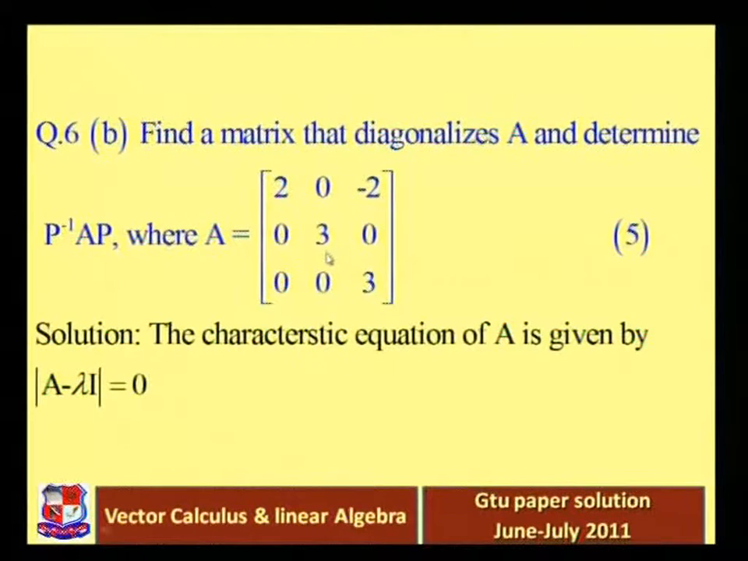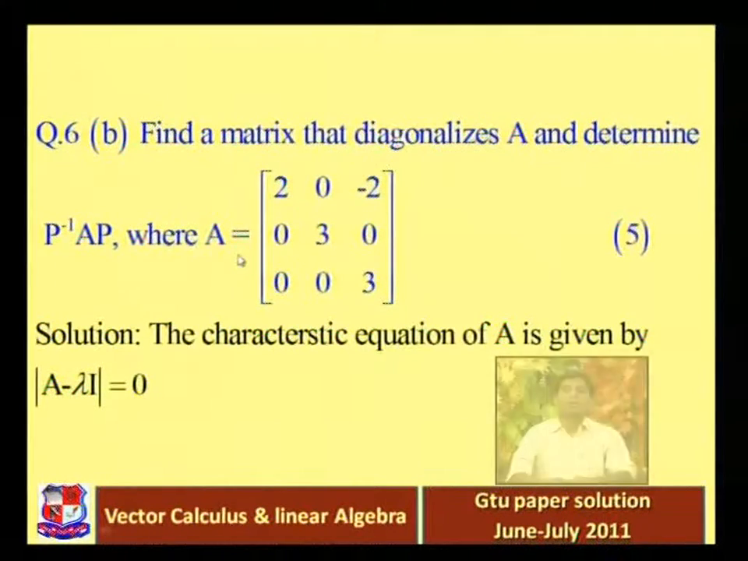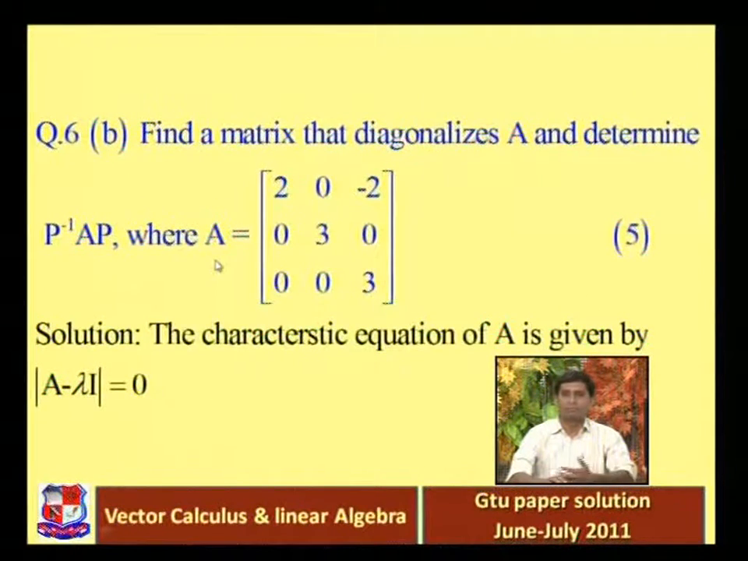Next question, question 6b. Find the matrix that diagonalizes A and determine P inverse AP, where A is again a 3 cross 3 matrix: 2 0 minus 2, 0 3 0, 0 0 3. This question was asked in 5 marks. Again we have to solve this question with the same method.